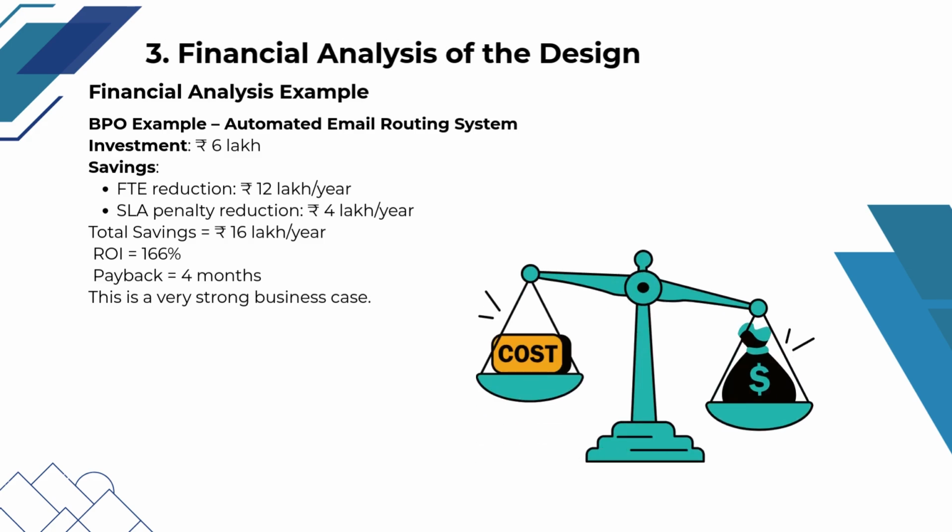For example, in a BPO, an automated email routing system requires an investment of 6 lakh. Expected savings include 12 lakh per year from FTE reduction and 4 lakh per year from reduced SLA penalties, totaling 16 lakh annually. The ROI calculates to 166%, and the payback period is just 4 months, making this a very strong and financially compelling business case for implementation.